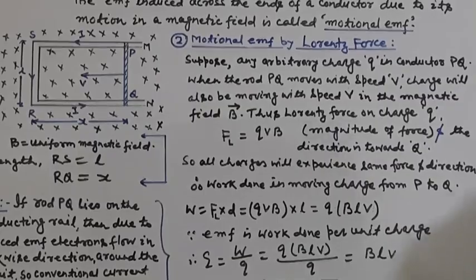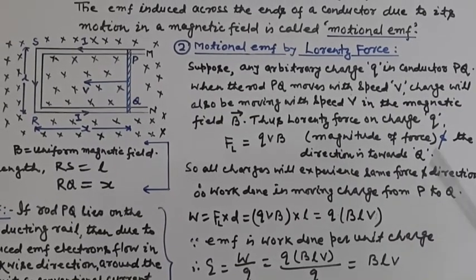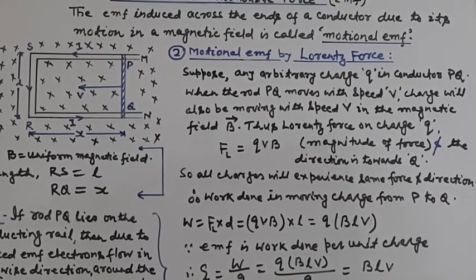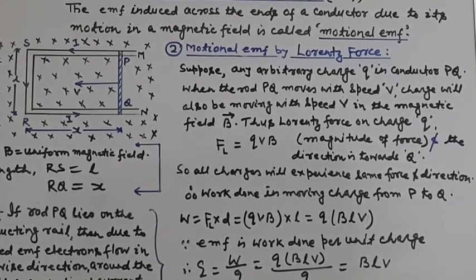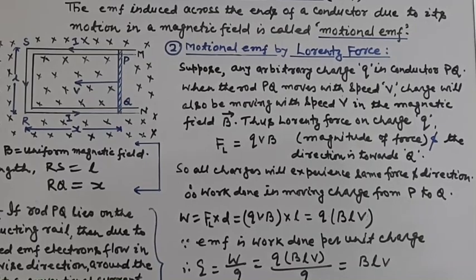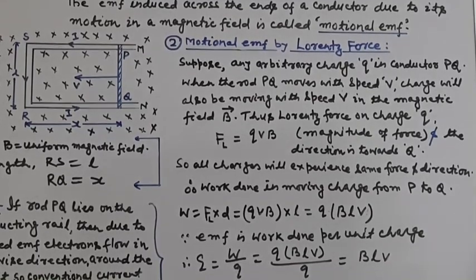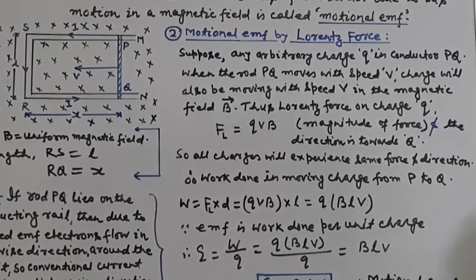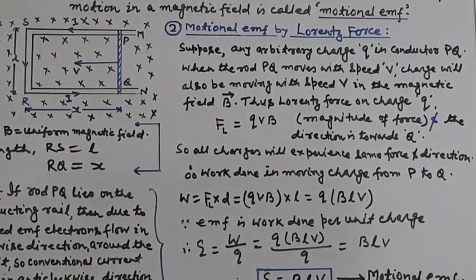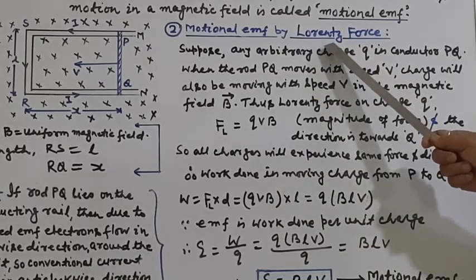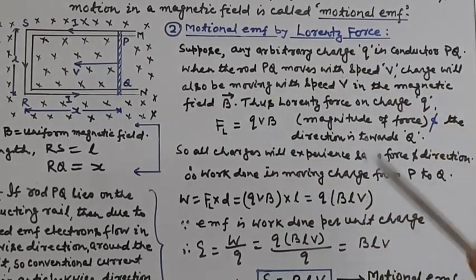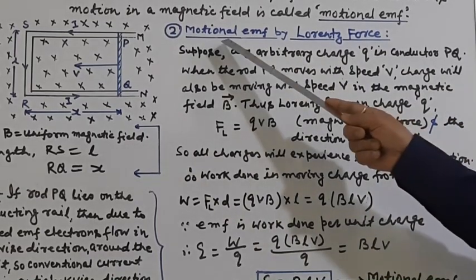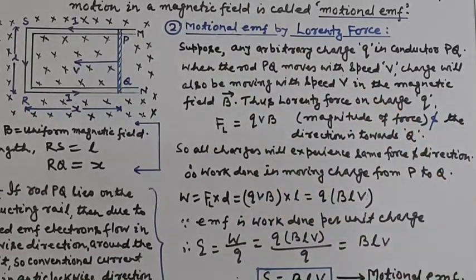I have a little idea about this. According to Lorentz, when any charge moves with some velocity making an angle with the direction of the magnetic field, the charge will experience a force, and that force is basically known as the Lorentz force. So right now we shall apply this concept to find the expression for the motional EMF.